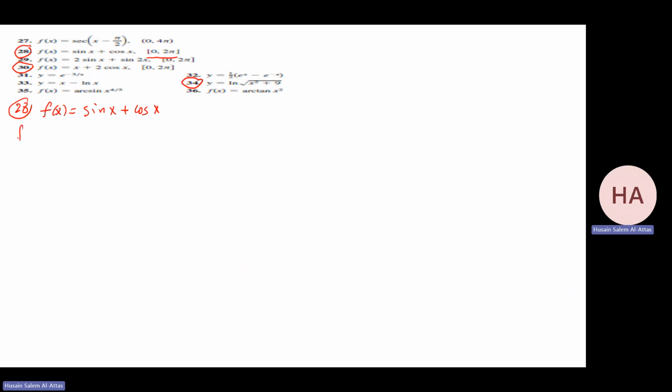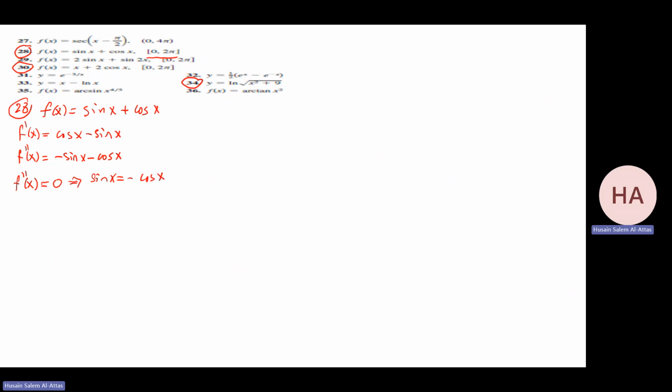So I have f prime, which is cosine minus sine. f double prime will be minus sine minus cosine. This is differentiable and continuous, so you have nothing to worry about. So I have f double prime equals 0. f double prime always exists. So that implies I have sine x equals minus cosine x.